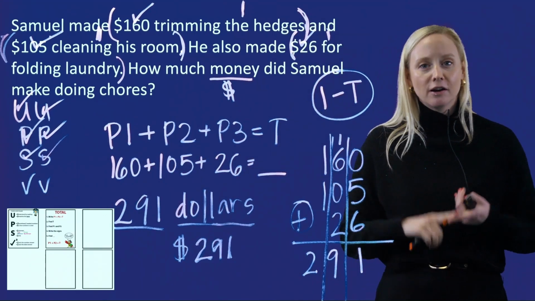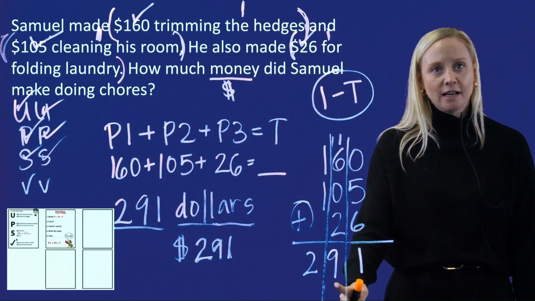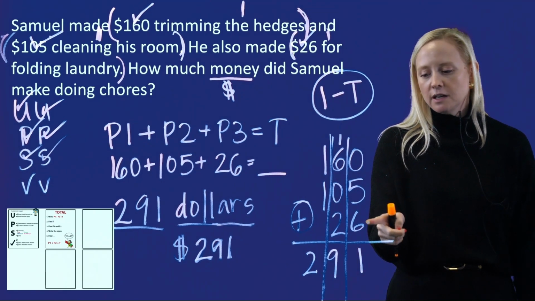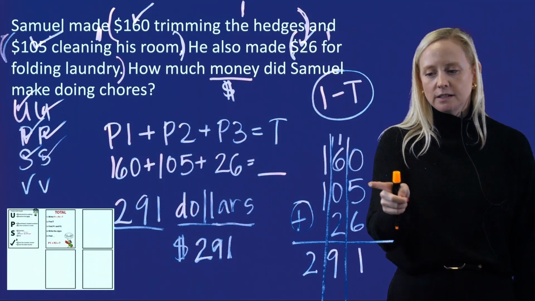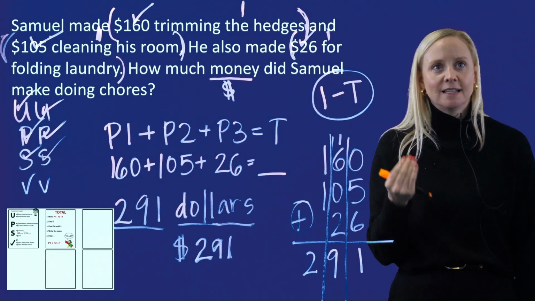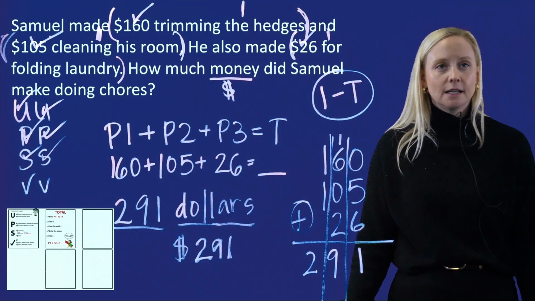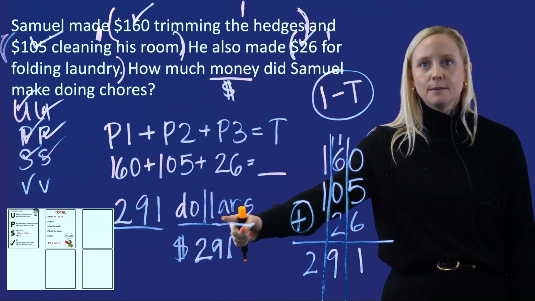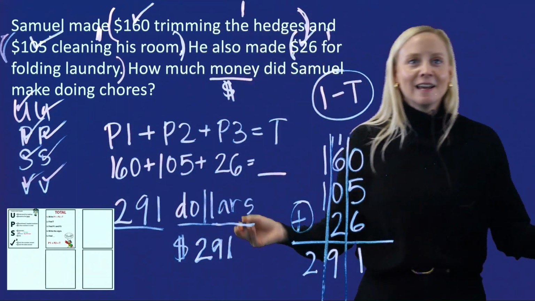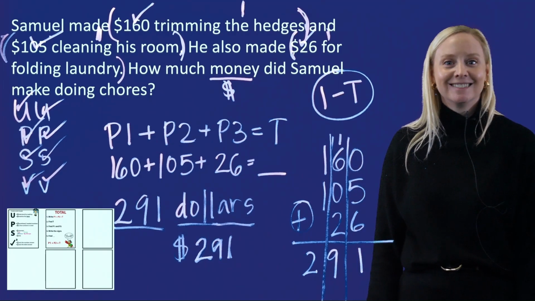My last step is to check our number answer and our label answer for reasonableness. Our number answer is 291. We know we could add these numbers again or subtract 291 minus 26 minus 105 to get 160. Many ways to check this answer. But we know our number answer makes sense. We're dealing with whole numbers and our sum is going to be greater than our addends. Here our label dollars or money matches what we underlined, so we know our label makes sense also. Great job solving this total problem with 3 parts.